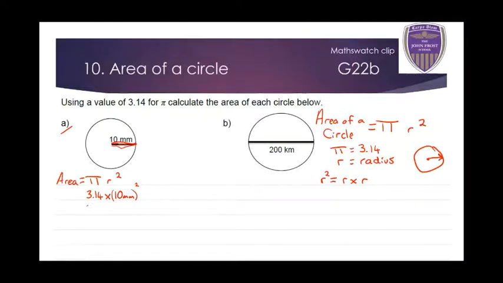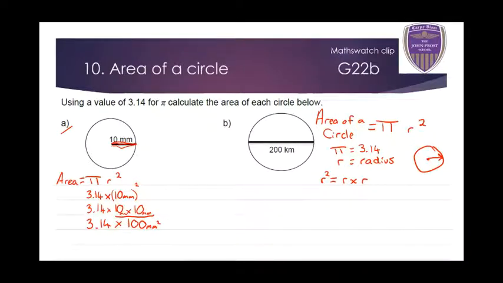So let's rewrite this again. So 3.14 times 10 millimeters times 10 millimeters. What's 10 times 10? So that will equal 3.14 times 100 millimeters squared. Okay, so I multiply these two together. So 10 times 10 is 100, and because they're both millimeters, it's millimeters squared now.